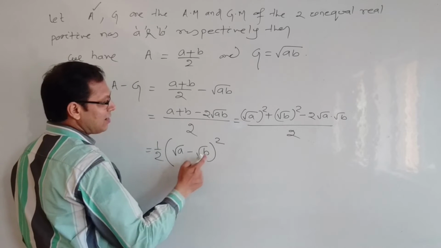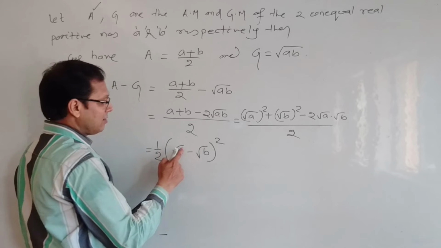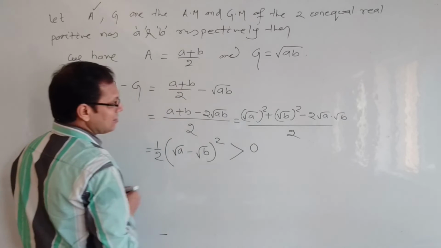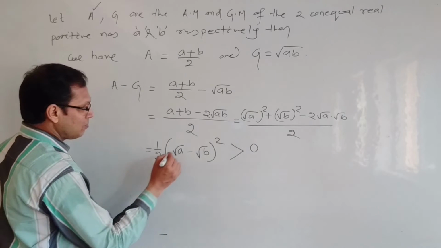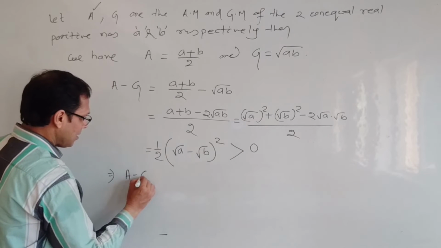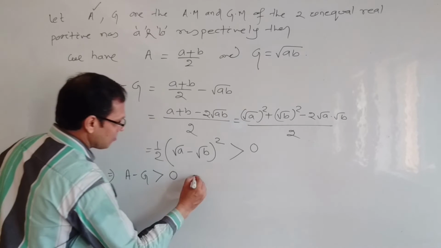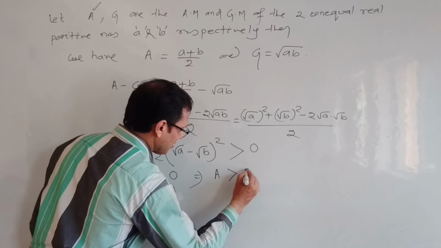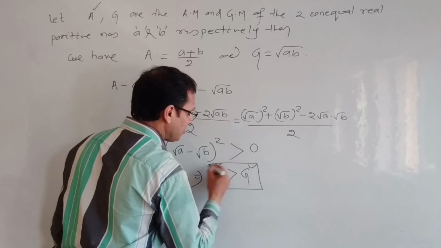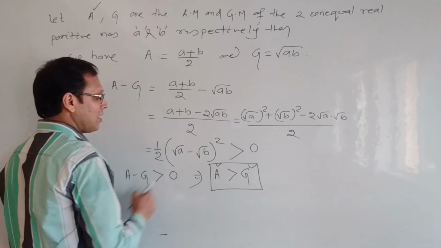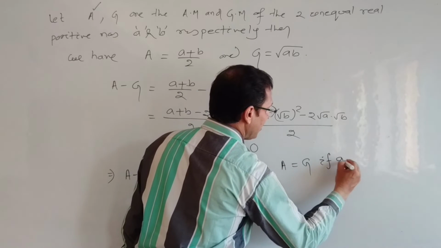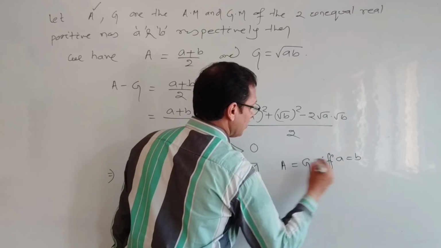Since a and b are positive real numbers and they are not equal to each other, this should be greater than 0. If this one is greater than 0, that means A minus G is greater than 0. From this we get A greater than G. This is the relation between arithmetic mean and geometric mean of two numbers. If the two numbers a and b are equal, then A is equal to G, that is if and only if a is equal to b.